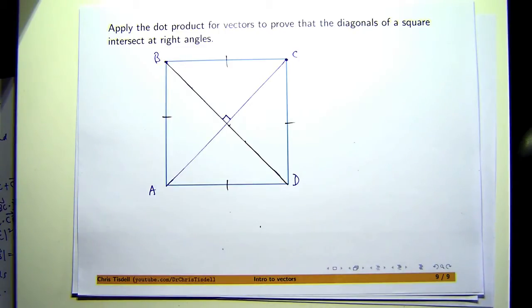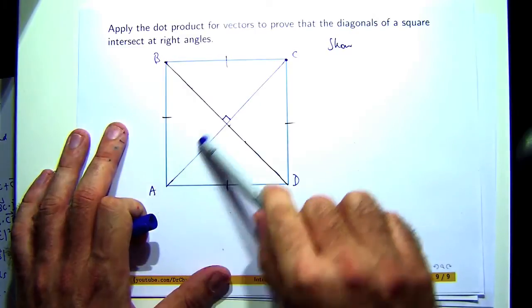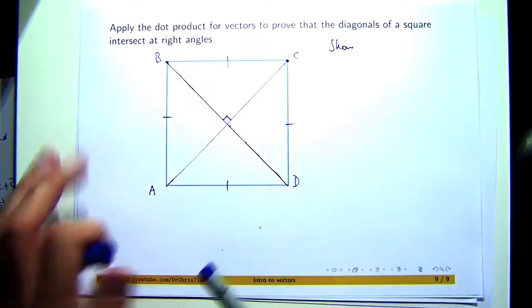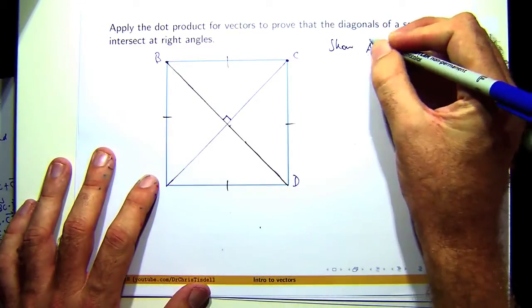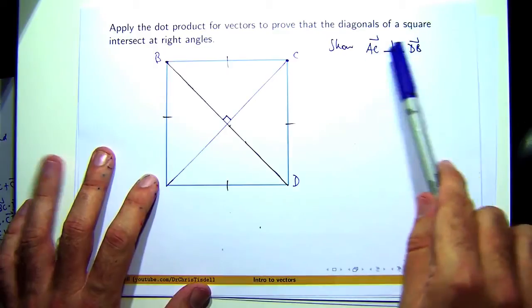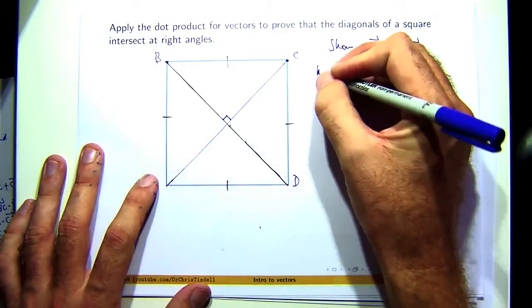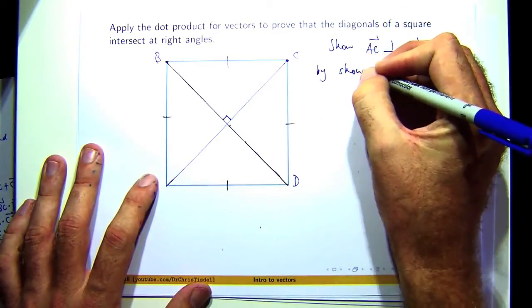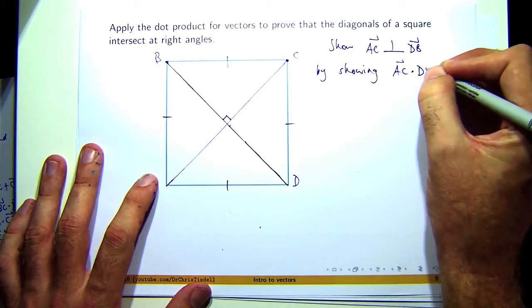So how do we do it? Well, first of all, let's think about what we want to achieve. We want to show that, say, AC is perpendicular to, say, DB. With that sort of notation, this is what I mean by the perpendicular or normal or orthogonal. And to do that, we're going to show that the dot product is 0.